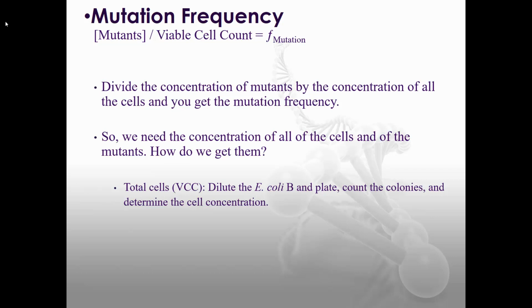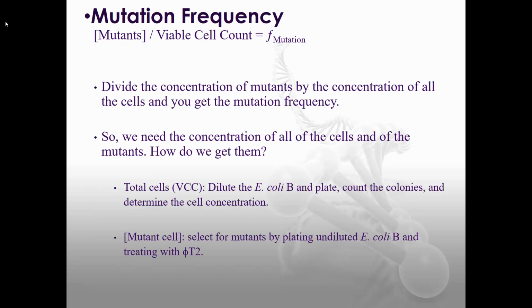You'd get a confluent growth. It would all grow together into one big giant lawn, one big giant colony. So that's a problem. We need something that's countable. So what you did was you diluted it first by a known amount so that you could get a countable number of colonies, and then you could work backwards. You could say, all right, we know we diluted it by this much. That gave us so many colonies. And then you can multiply backwards to say, what was it in the original sample? And that will give you the viable cell count.